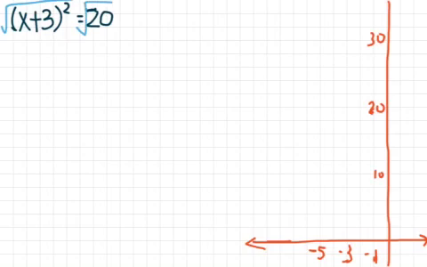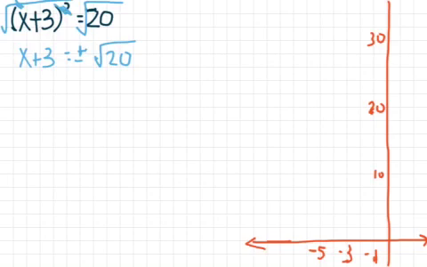What you do to one side, you always do to the other. Now the square and the square root cancel out. So this leaves me with just x plus 3 is equal. Now remember, when we take the square root of a number, we always have the symbol plus or minus. So we have plus or minus the square root of 20.